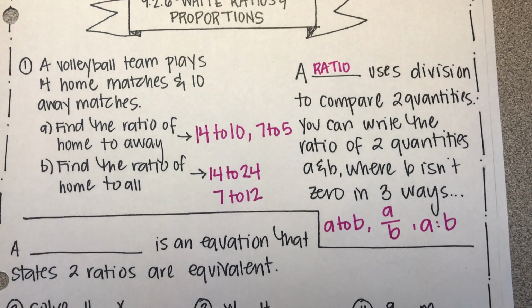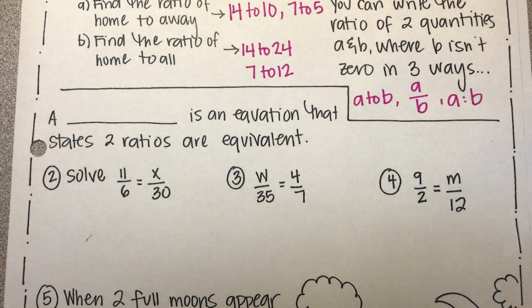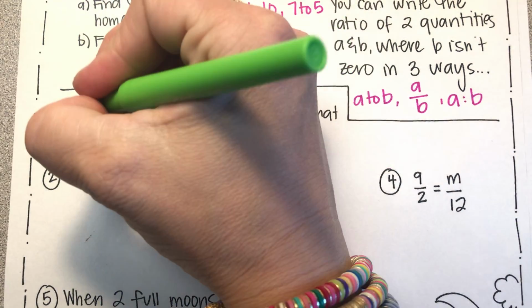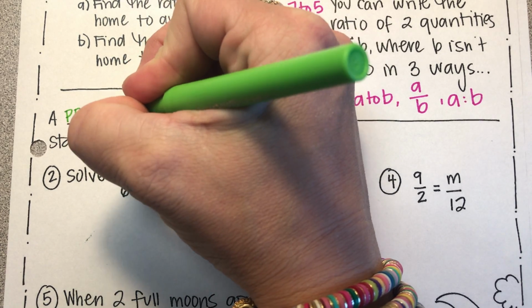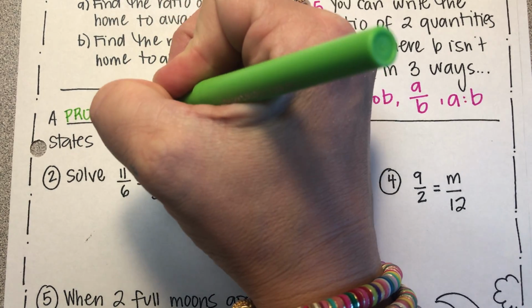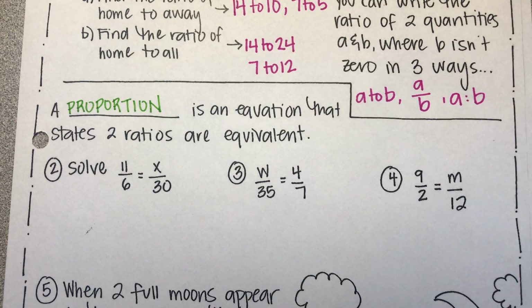Okay, and now we're going to talk about a proportion. Okay, and a proportion, P-R-O-P-O-R-T-I-O-N, is an equation that states 2 ratios are equivalent. So the ratio 11 to 6 is equal to the ratio x over 30.